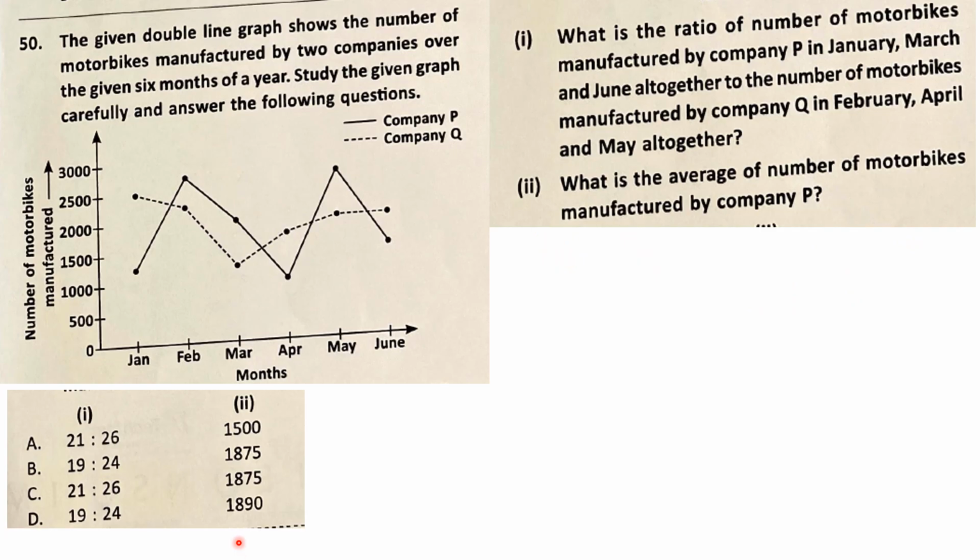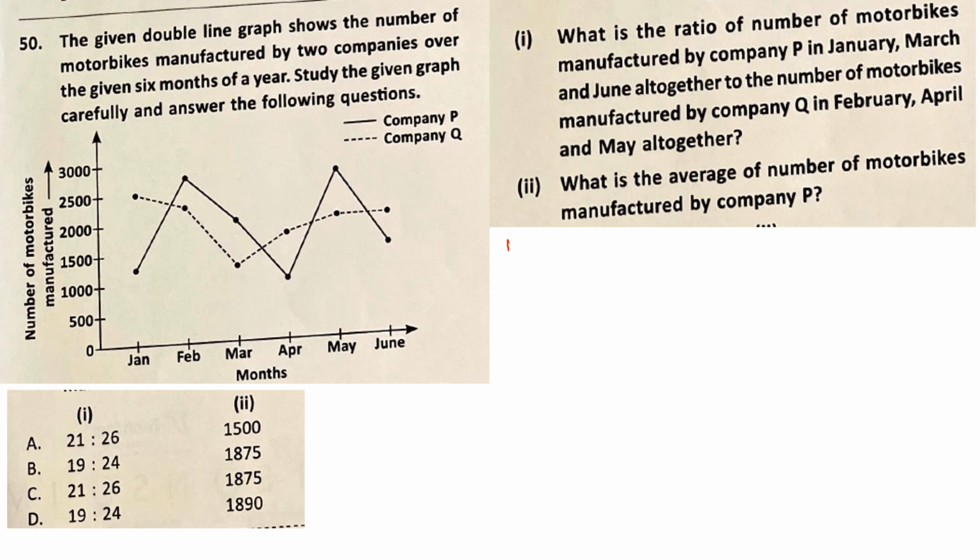Question number 50. The double line graph shows the number of motorbikes manufactured by two companies over the given 6 months of a year. Study the given graph carefully and answer the following questions. So the first question is, what is the ratio of the number of motorbikes manufactured by company P in January, March and June altogether to the number of motorbikes manufactured by company Q in February, April and May altogether. So let's solve the first question.